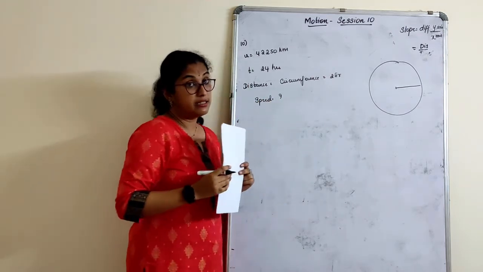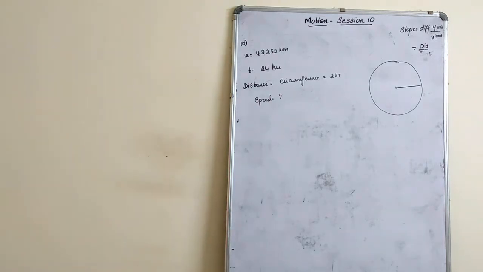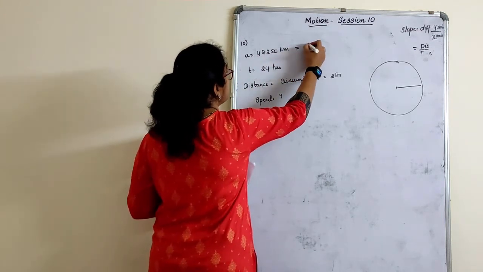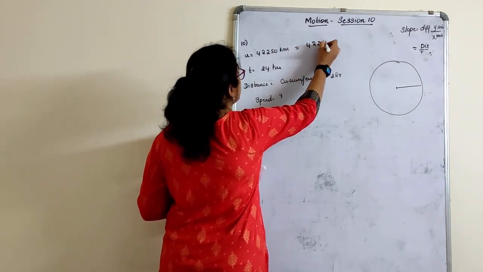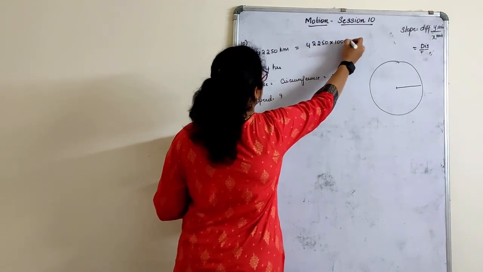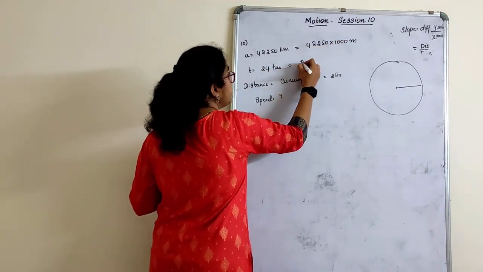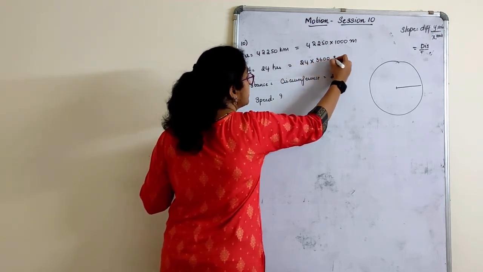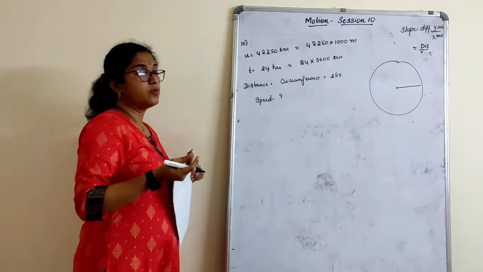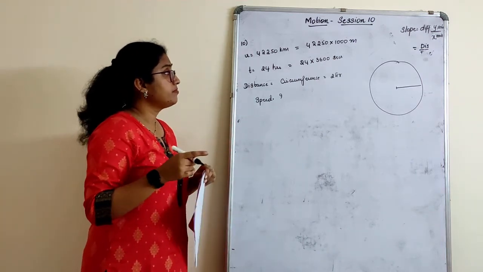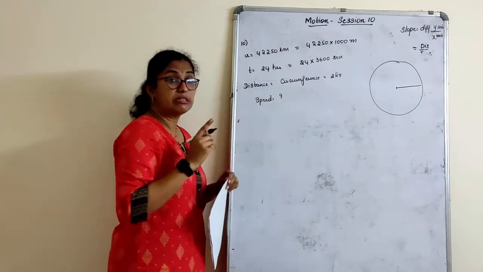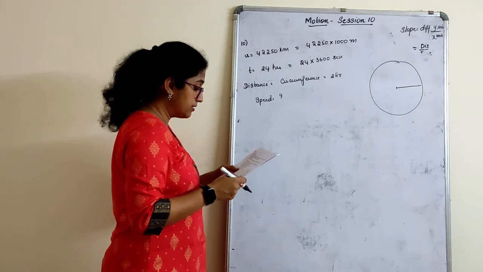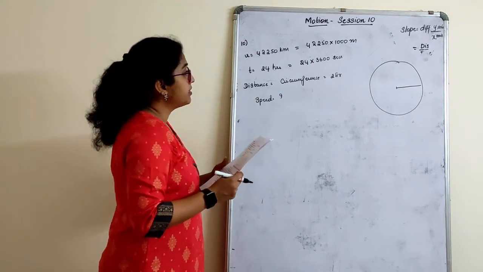Now we need to calculate its speed. So we get the answer in terms of meters per second. So this will be 42250 into 1000 meter. So this will be 24 into 3600 seconds, because 1 hour is equal to 3600 seconds. We know that. So 24 hours is equal to how many seconds? So that we can consider here. Distance anyway we know that it's the circumference of the circle.